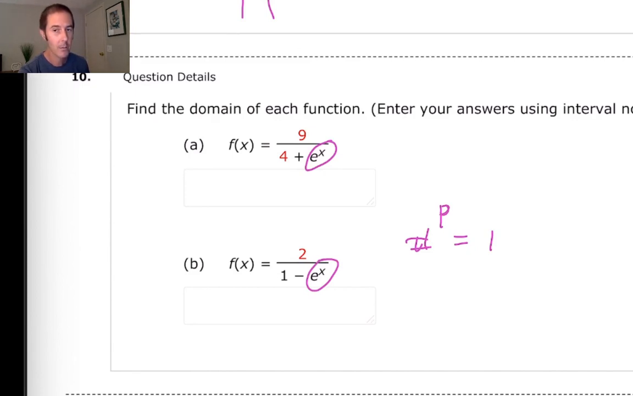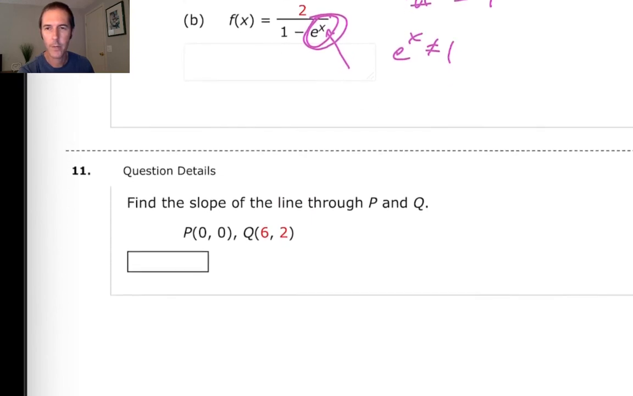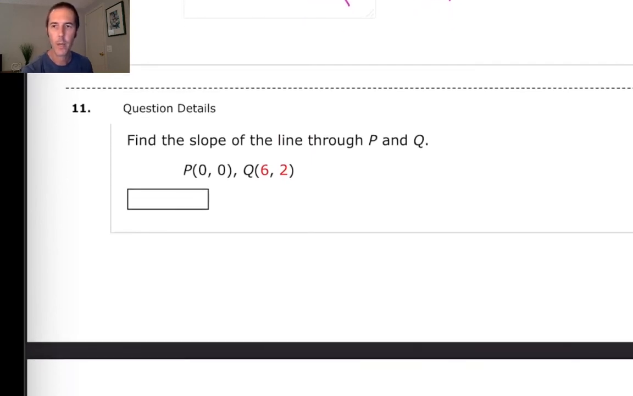Sure can. Right, so what exponent would we want to avoid so that e to the x doesn't equal 1? We want to make sure that e to the x does not equal 1. I'll leave it to you to remember what exponent we would want to avoid in that case. This is a throwback question.